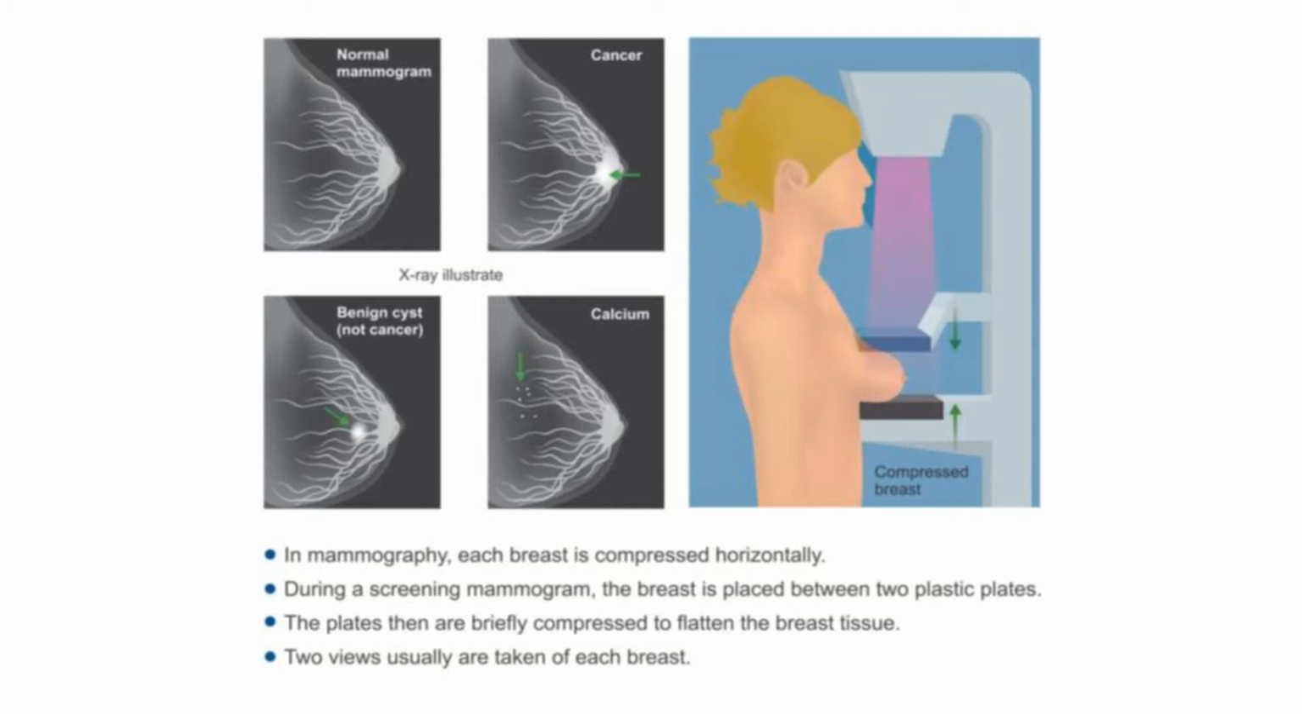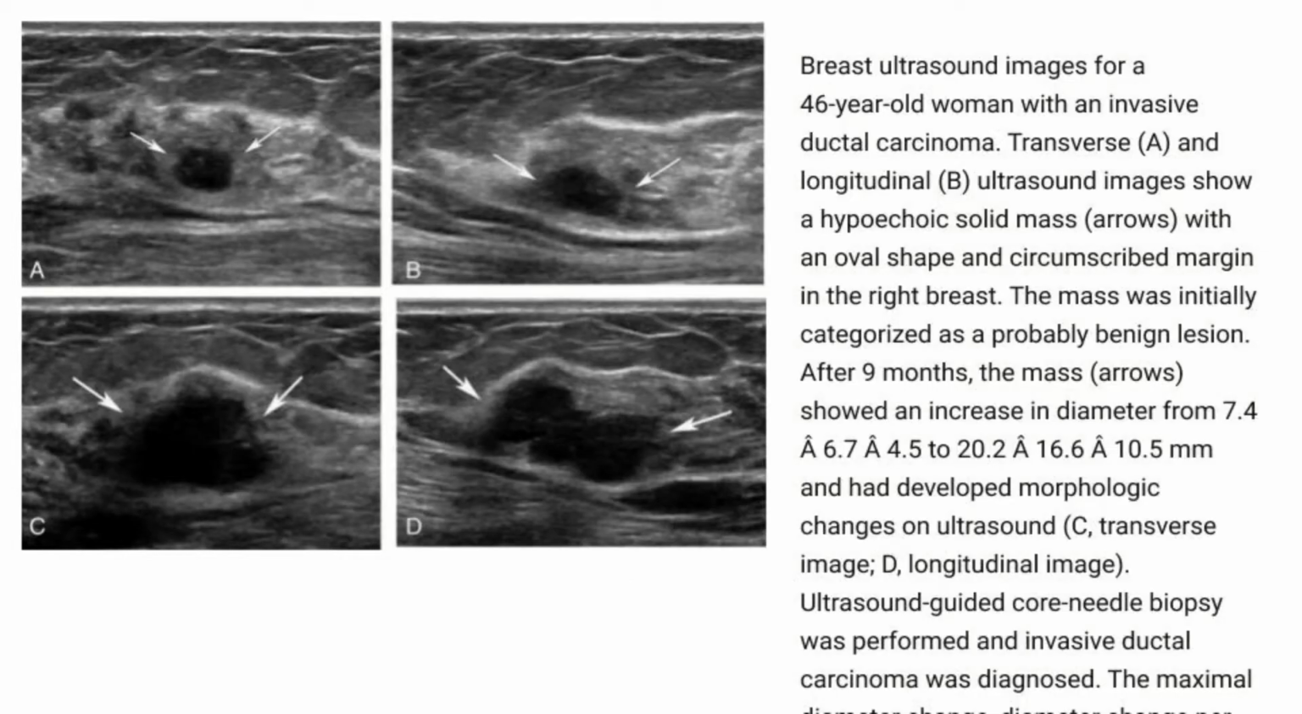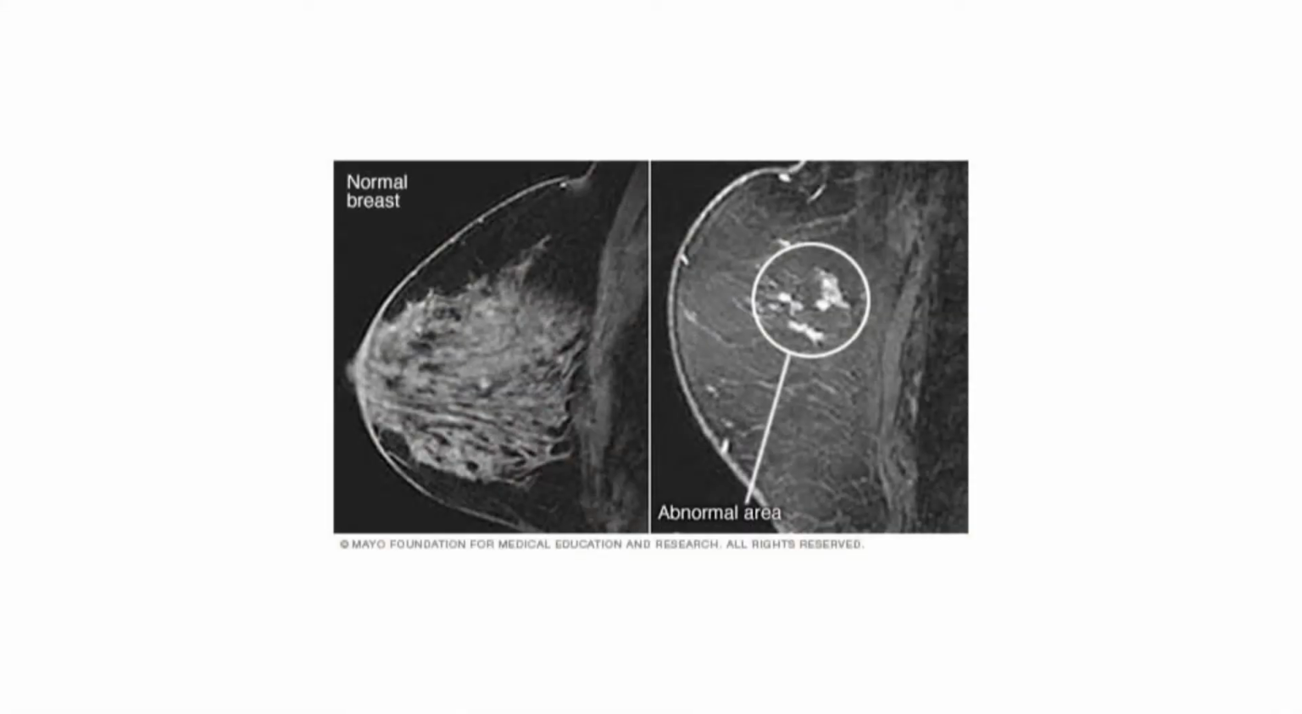If something suspicious is detected in a mammogram, generally either an ultrasound or an MRI will be ordered. You can see in this ultrasound that there is a dark mass, which the arrows are pointing to in every image, and that shows a cancerous mass. And then I also have the MRI image, which shows normal breast tissue on the left, as well as cancerous areas, which are those white dots in the circle on the right side.